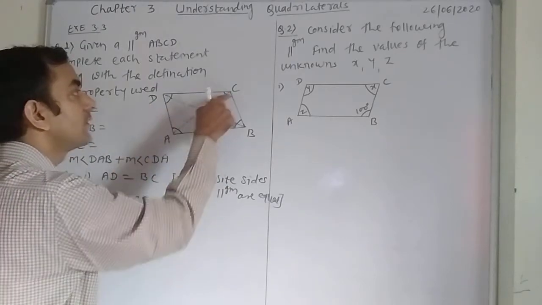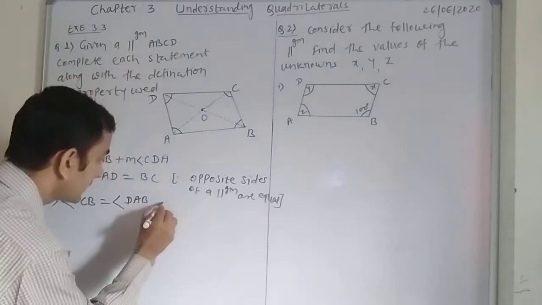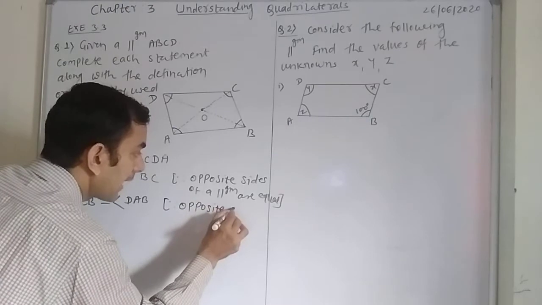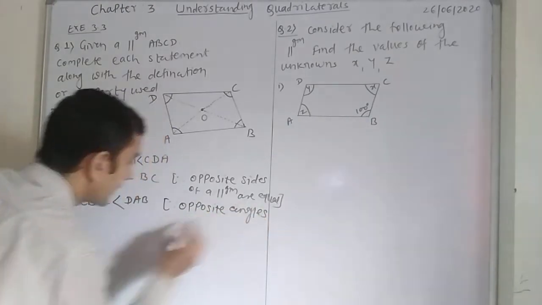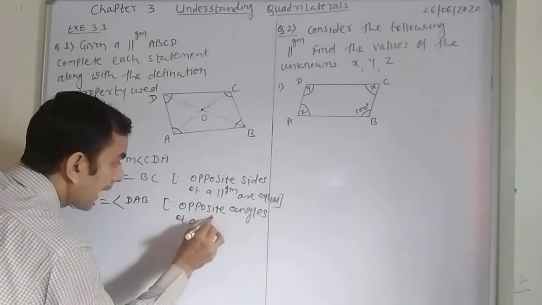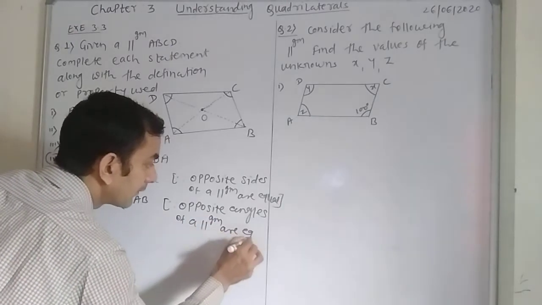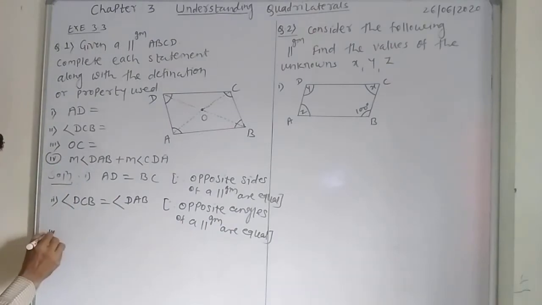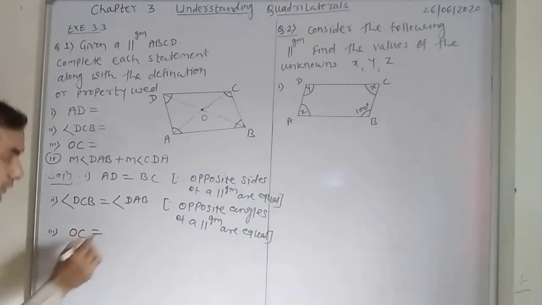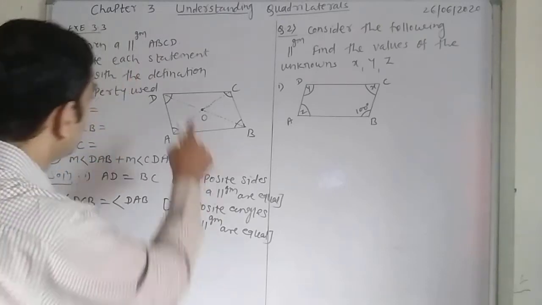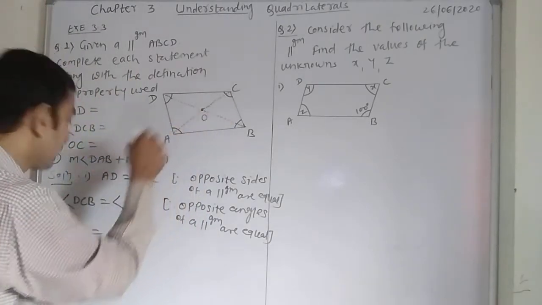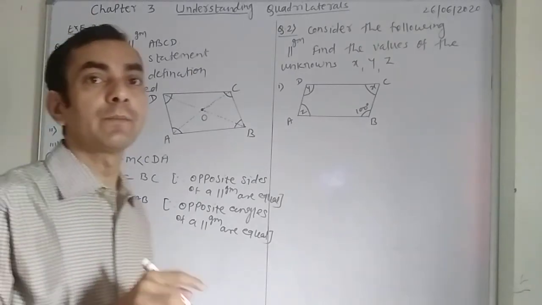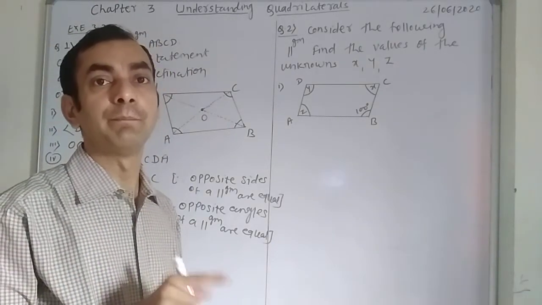So angle A and this angle C both are opposite. Since opposite angles of a parallelogram are equal. Third, OC equals OA. Why do we say OC equals OA? Because the diagonals of a parallelogram bisect each other.